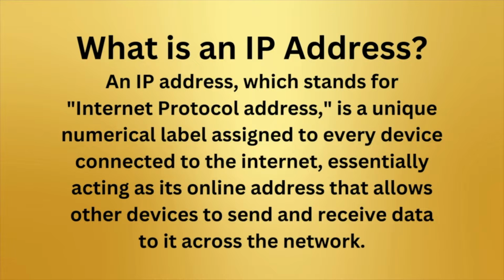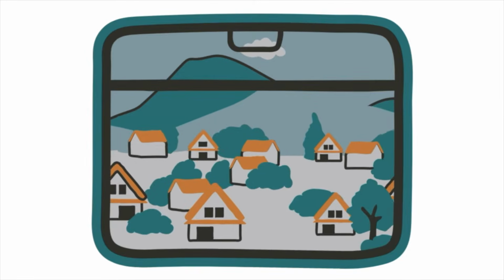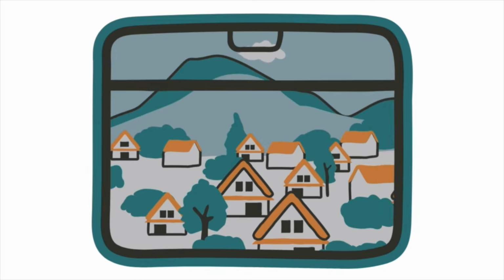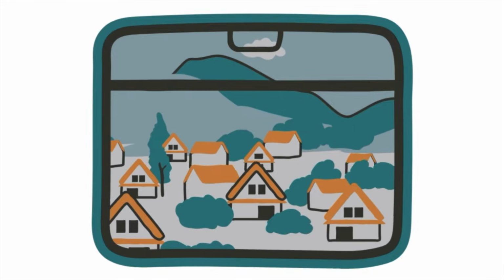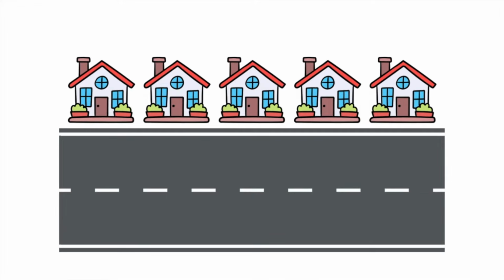So what is an IP address? An IP address, which stands for Internet Protocol Address, is a unique numerical label assigned to every device connected to the internet, essentially acting as its online address that allows other devices to send and receive data to it across the network. Everything needs a place to live in our town. Our controllers, our xLights, our computer, our X or WLED controllers, everything needs a place to live. So we're gonna build our little town right now.